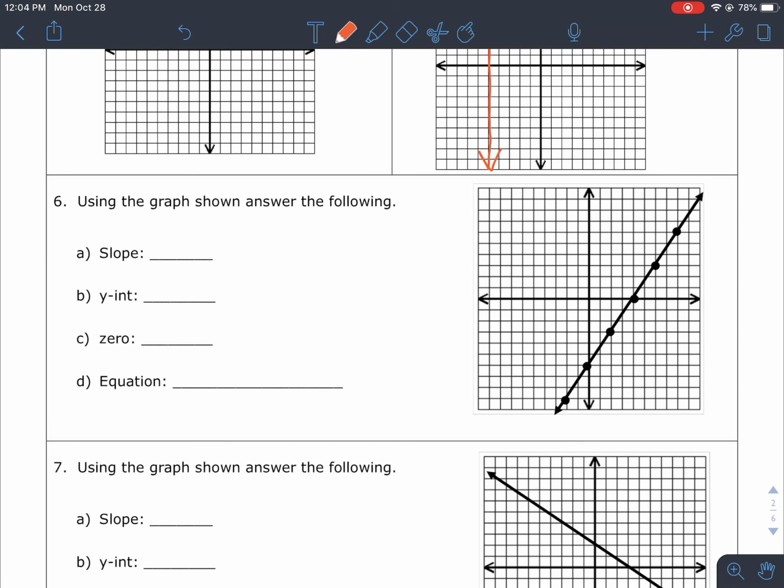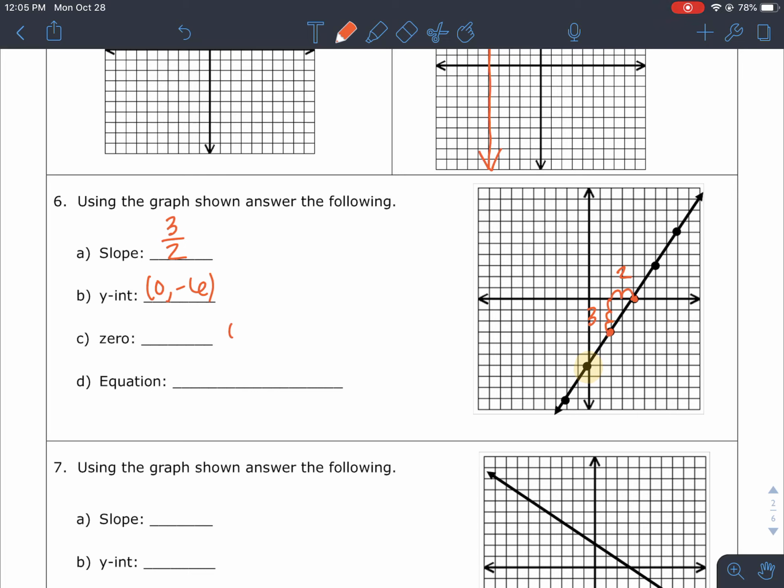Number 6, using the graph shown, answer the following. So the first thing I'm going to get is my slope. I'm going to use these 2 points. So I'm going to rise 1, 2, 3, and then I run forward 2. So my slope is 3/2. My y-intercept, remember that's where it crosses the y-axis, is at 1, 2, 3, 4, 5, is at -6.